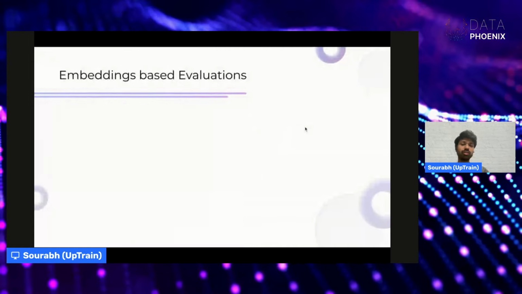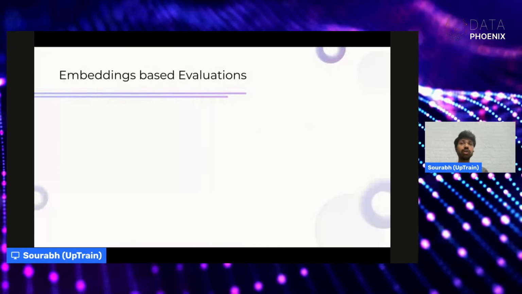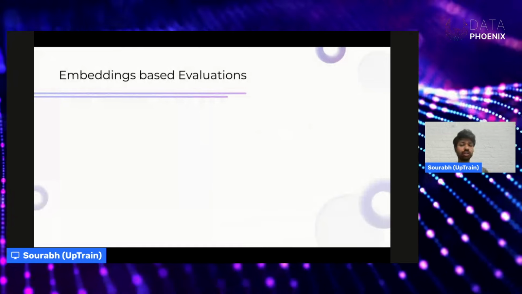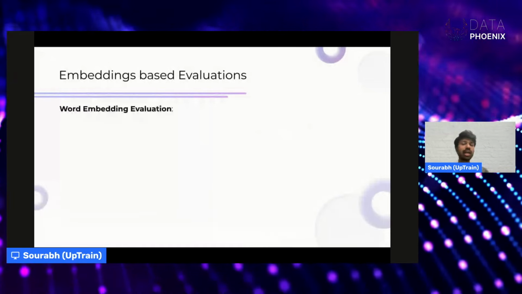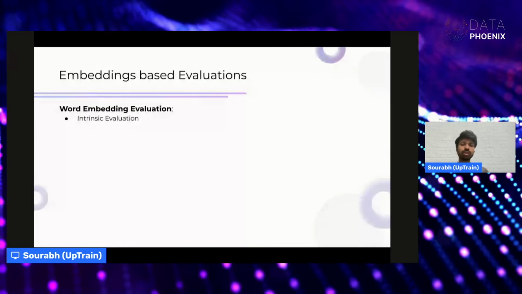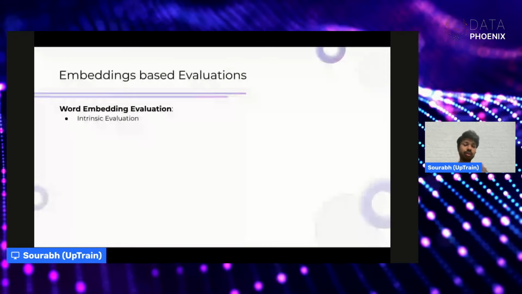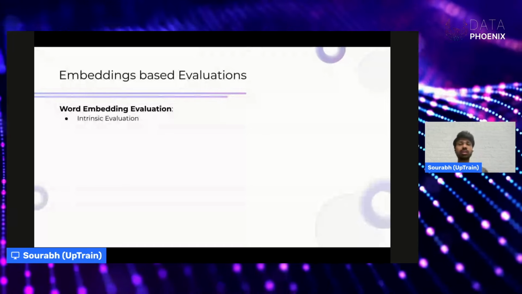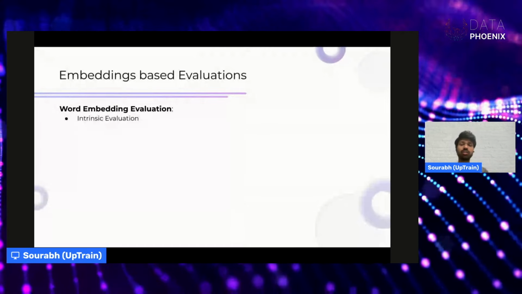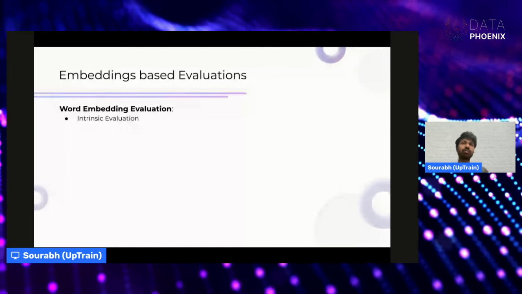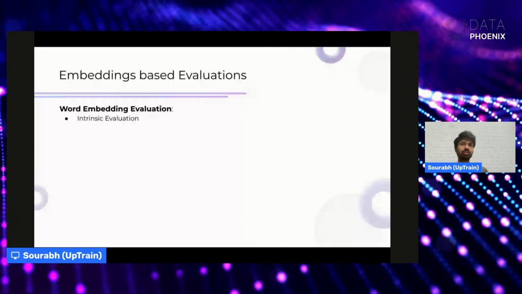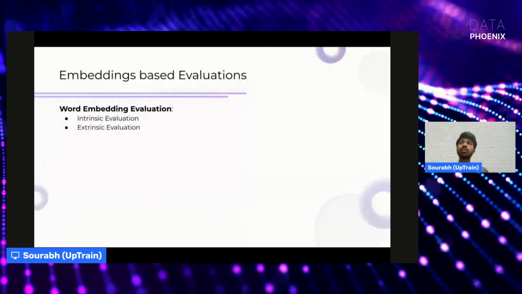The second set of evaluation comes from utilizing the embeddings which are generated for these responses as well as the queries. So, I can compute embeddings for each of the words, and you can do intrinsic evaluation, which essentially compares how correlated these words are, what is the cosine distance between word A and word B in terms of their embedding space.